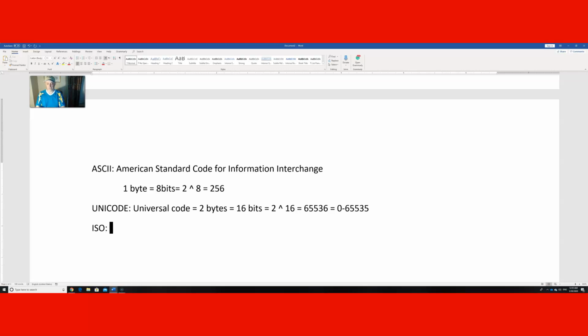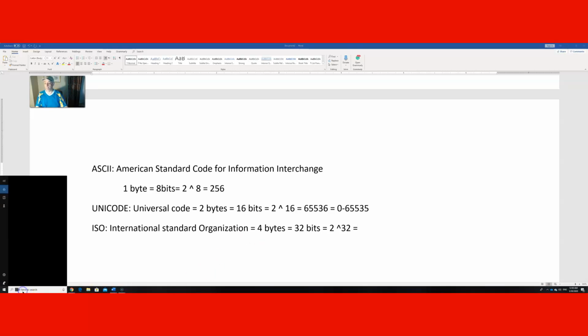That's the moment when we move into using the International Standard Code Organization, and I need to capitalize the S here. Okay, and I need to check my spelling of international. I'm a little bit too hyper, so I misspell things. And this uses 4 bytes. Wow. And that's going to give me 32 bits. And look what will happen when I raise 2 to the 32. It's going to give me over 4 billion.